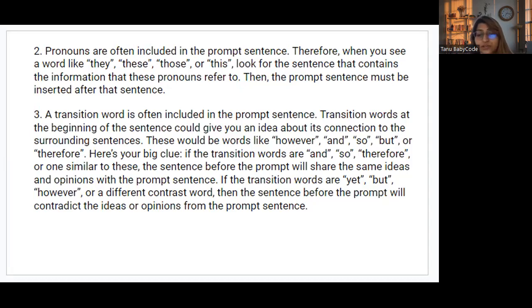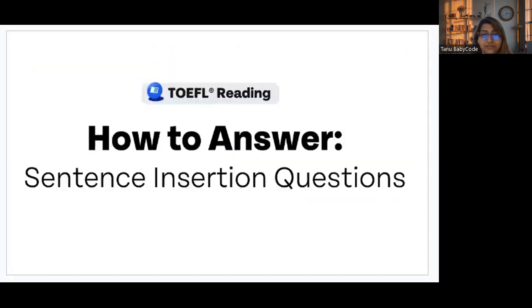Transition words included in the prompt sentence. Transition words at the beginning of a sentence will always give you an idea about the connection, like however, and, so, but, therefore. There's always a big clue with transition words like and, so, therefore, however, yet, contrasting words. Then the sentence before the prompt will contradict the ideas or opinion from the prompt sentence, right?